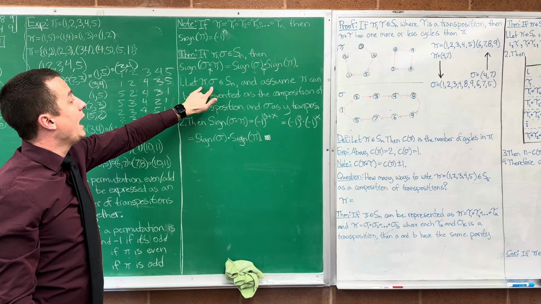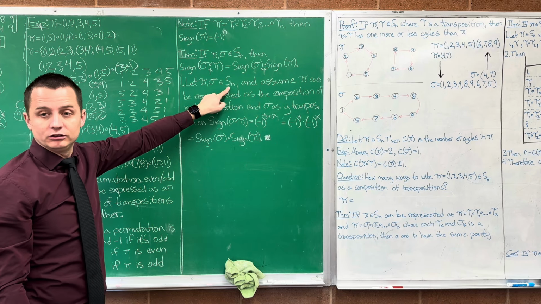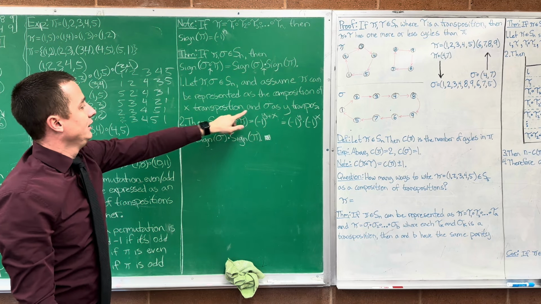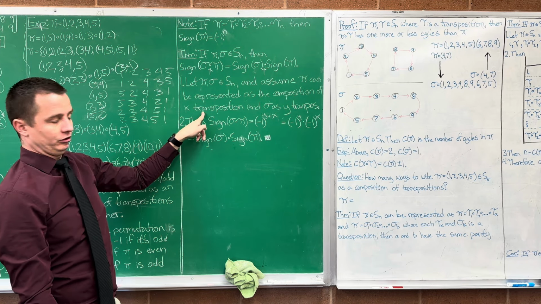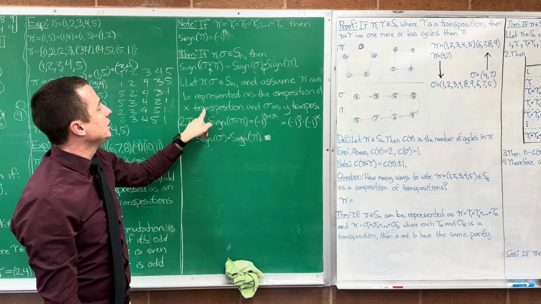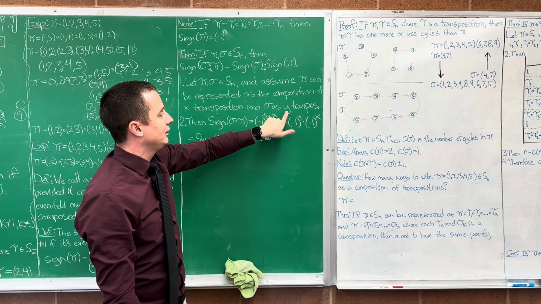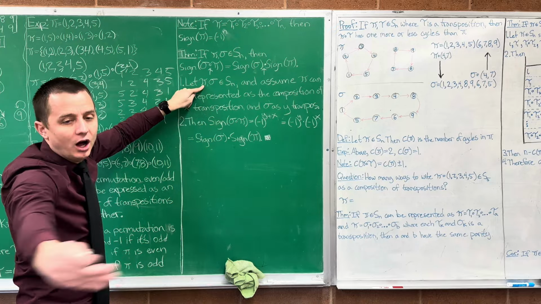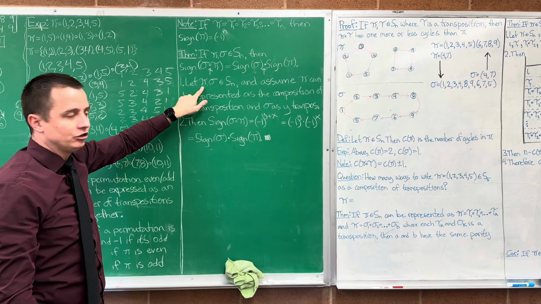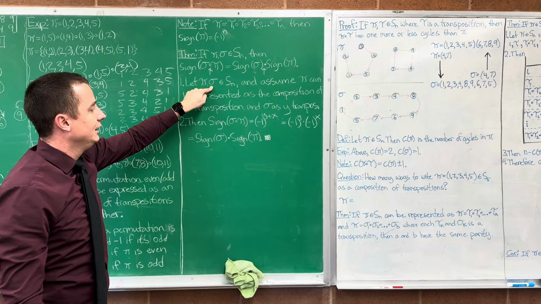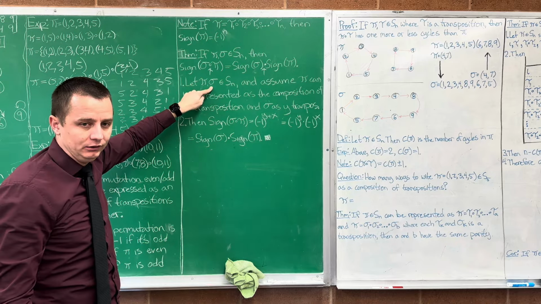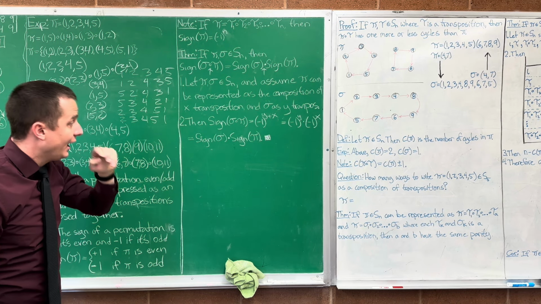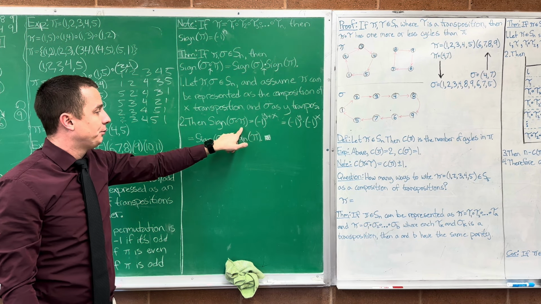Okay, so let pi and sigma be 2 permutations. Let's assume that when we get our transpositions for pi, it's represented as x transpositions. And when we get our transpositions for sigma, it can be represented as y transpositions. So pi is some number x of transpositions all composed together, and sigma is y transpositions composed together. Good so far? Okay.